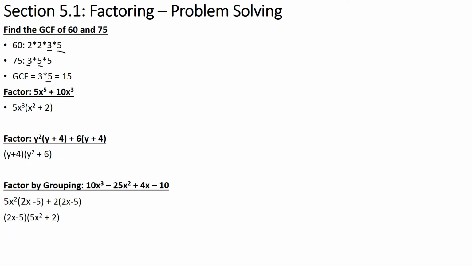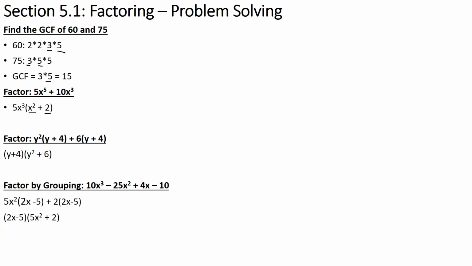Now I have to factor 5x squared plus 10x cubed. What can I pull out of both of those? I'm doing this in reverse. I can pull out a 5x squared out of 5x squared and 10x cubed. That leaves a 1 from the first term, and 5x squared goes into 10x cubed 2x times. So the final answer is 5x squared times 1 plus 2x.